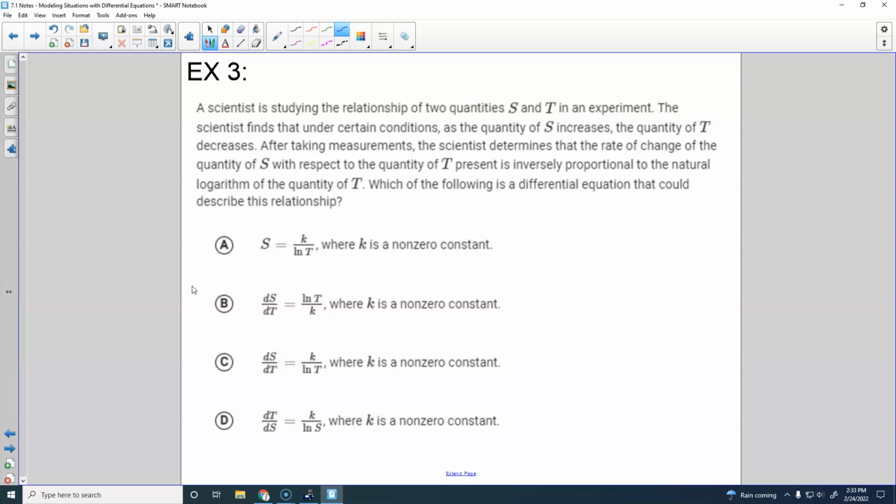Okay, here's another one. A scientist is studying a relationship of two quantities, S and T, in an experiment. The scientist finds that under certain conditions, as the quantity of S increases, the quantity of T decreases. After taking measurements, the scientist determines that the rate of change of the quantity of S with respect to the quantity of T is inversely proportional to the natural logarithm of the quantity of T. Which of the following is a differential equation that could describe this relationship? Inversely proportional. C.